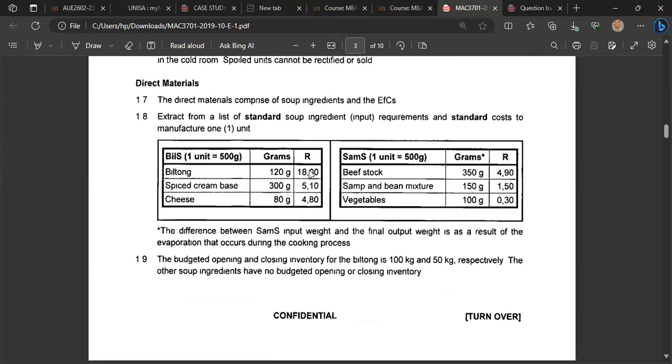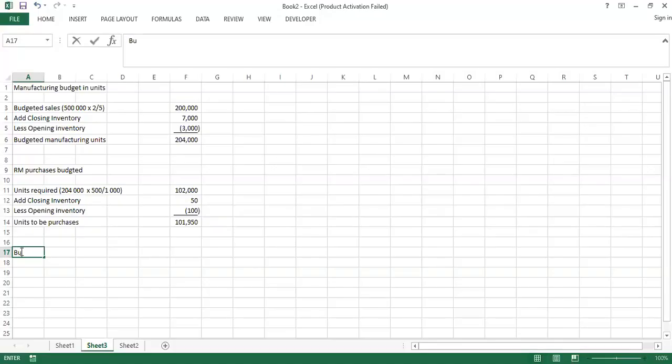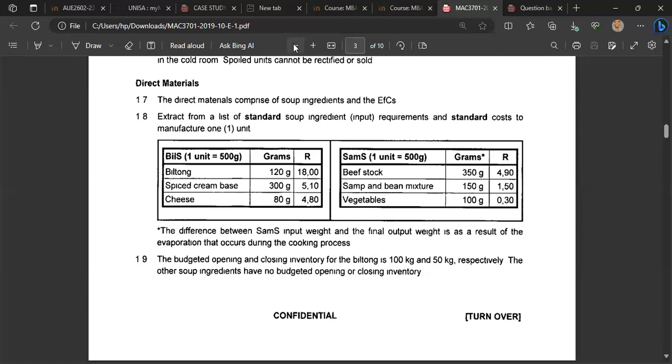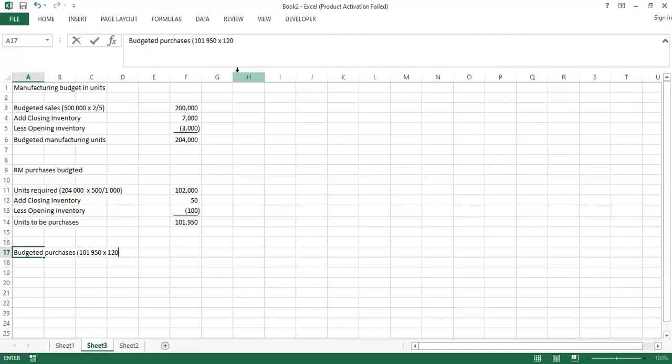So 120 grams is 18 rand. Right? 120 grams is 18 rand. So how much would a kg be? So a kg would be 120 divided by 1,000 and then times 18. Budgeted purchases therefore would be 101,950 times. So we said each gram, per 120 grams, it's basically 18 rand, but we want per kg because those figures are in kgs there. So we want to see how much it would cost us per kg. So it's 120 divided by 1000 times 18. So that should be 120 divided by 1000, and then we're multiplying that by 18.